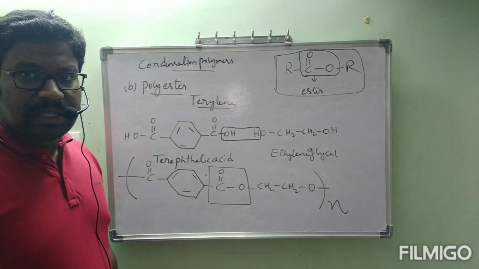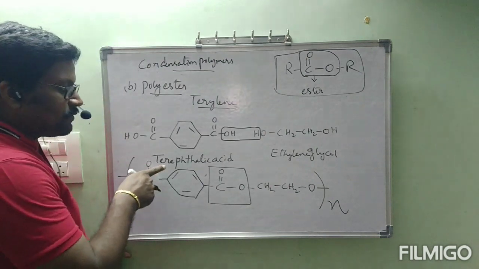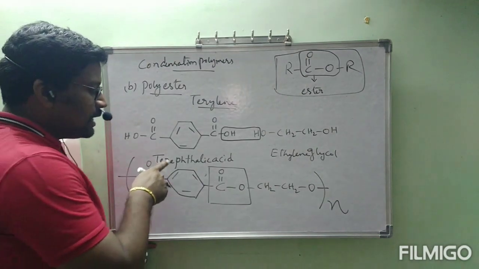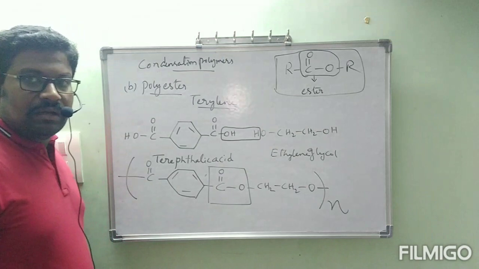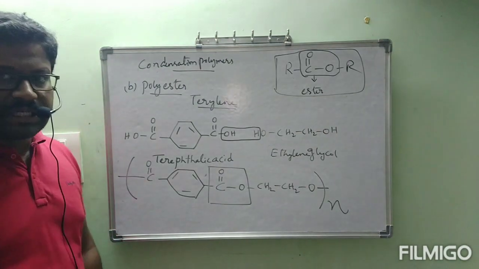So under polyester, what is the example? Terylene. Terylene is obtained from two monomers. Those are terephthalic acid and ethylene glycol. Note down. After this, we will go through the next type of condensation polymer.